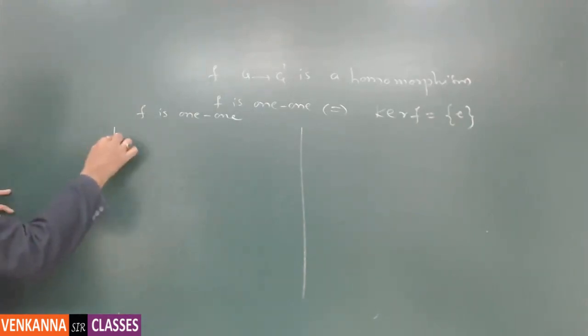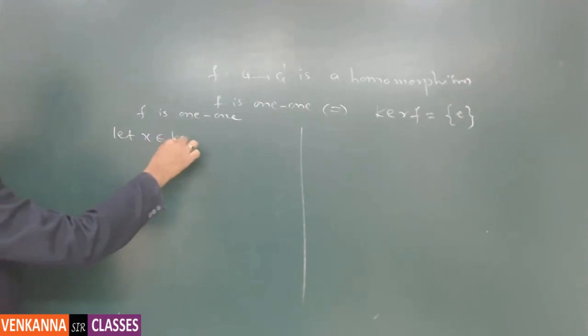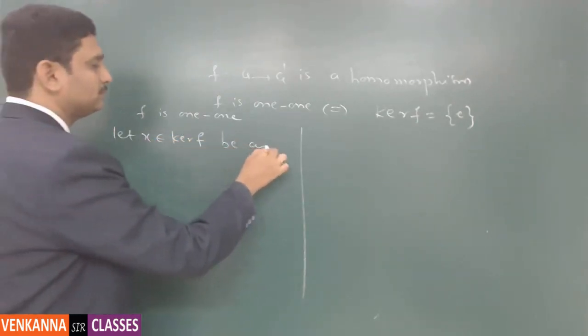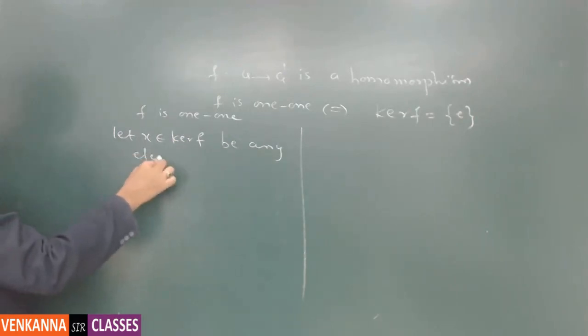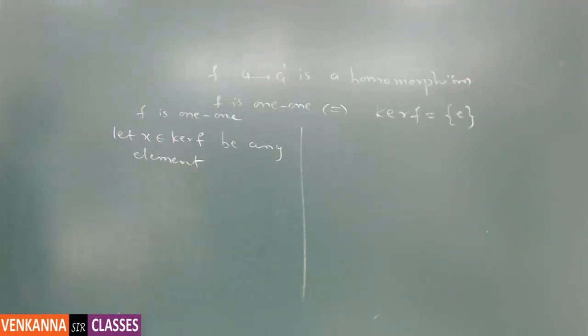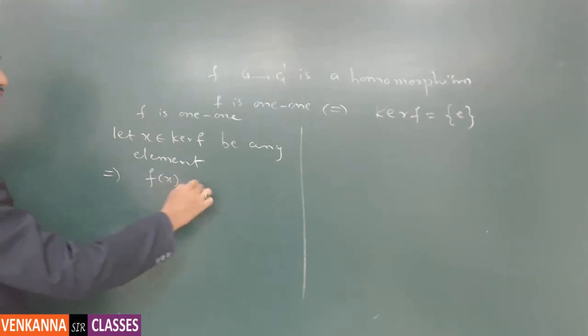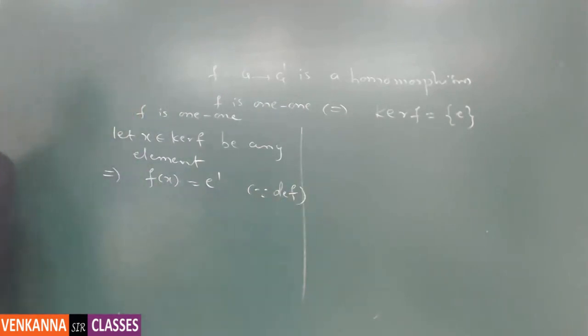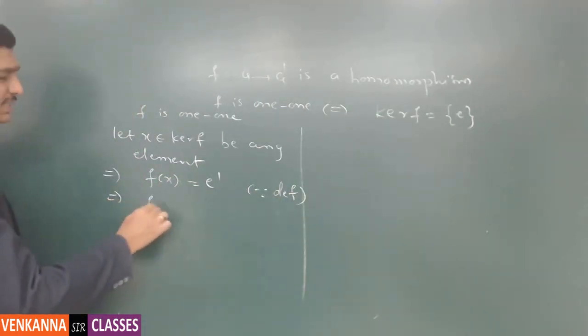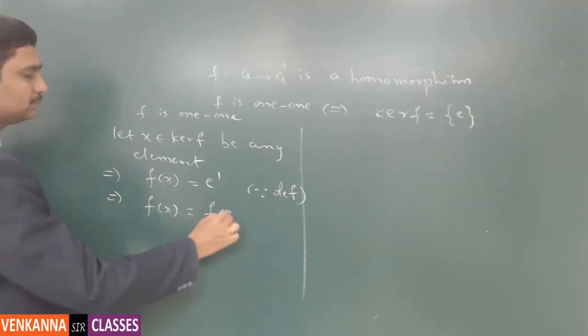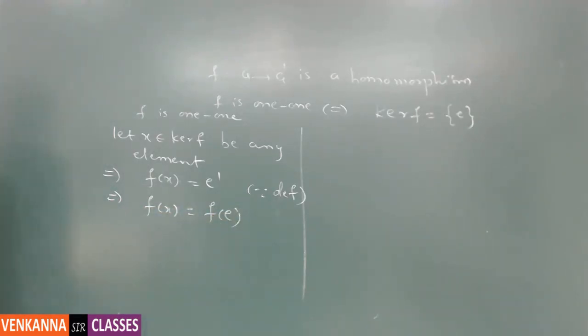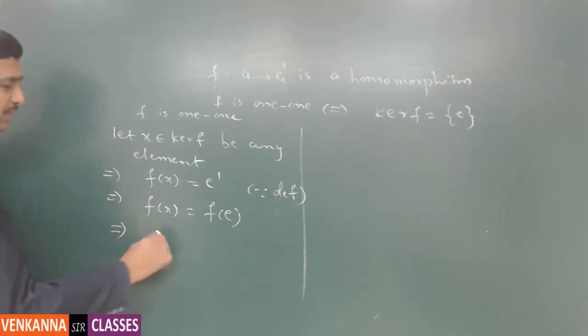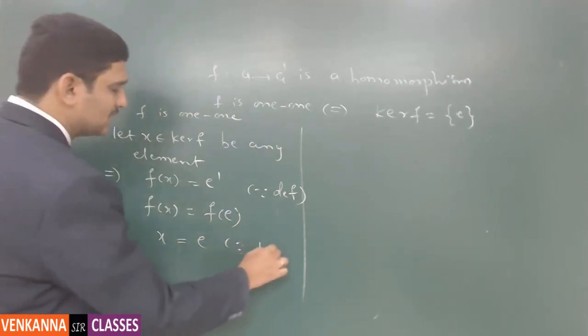So you take x belongs to kernel f, be any element. As per the kernel definition, f of x is equal to identity. So you can write this as f of x is equal to f of e, because you know that f of e is nothing but e dash. So from this step, you can say that x is equal to e because it is a 1-1 function.